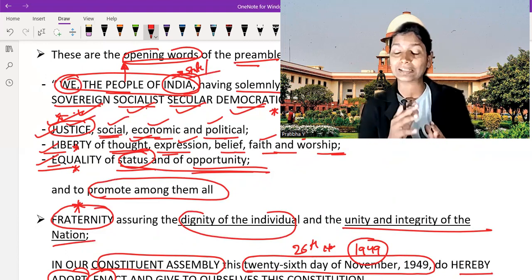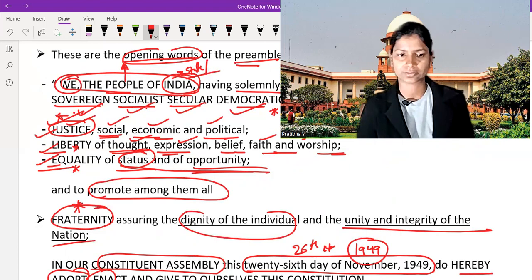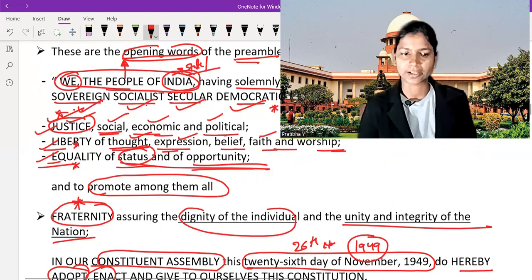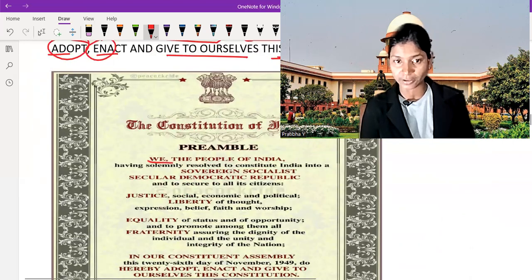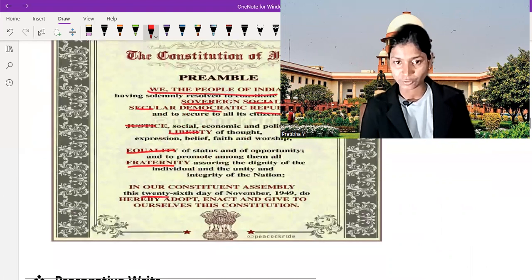It is very important because in this Constitution, the words are "We the people of India." That means people are the supreme authority in our democratic country, India. So this is our Preamble, and it is written here. You can clearly see what I talk about written here in the form of keywords also: We the people of India, sovereign, socialist, secular, democratic republic, justice, liberty, equality, fraternity. And on the 26th of November 1949, we adopt, enact, and give ourselves the Constitution. So very, very important.